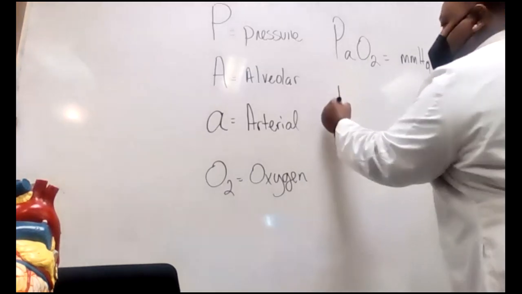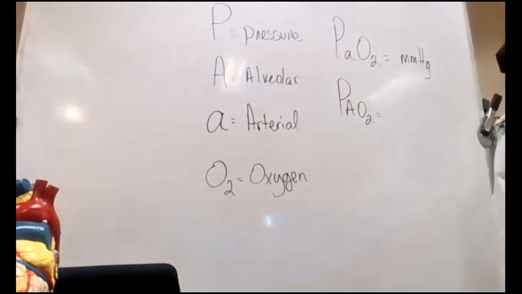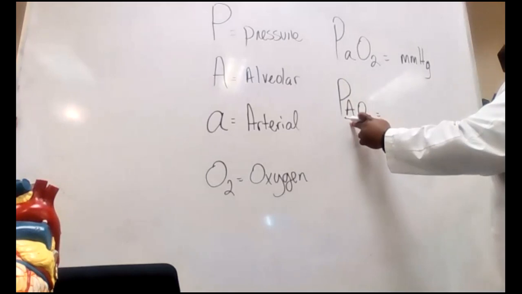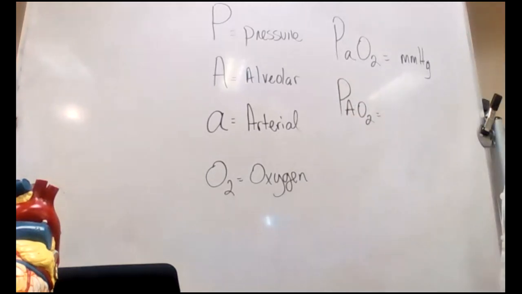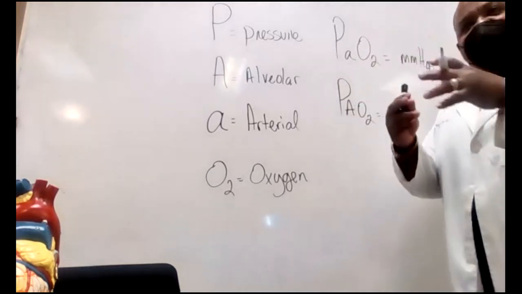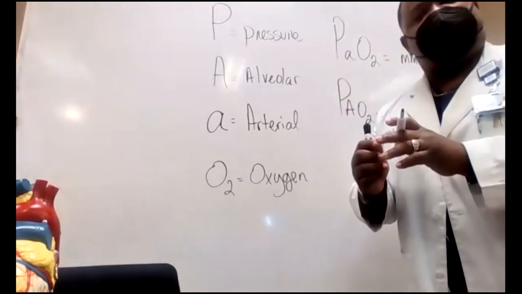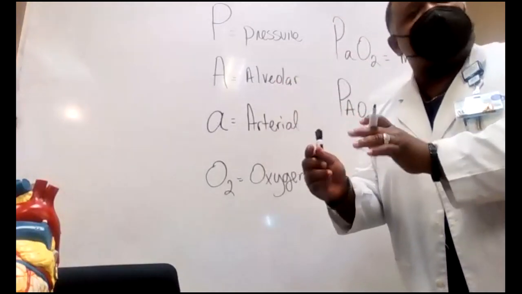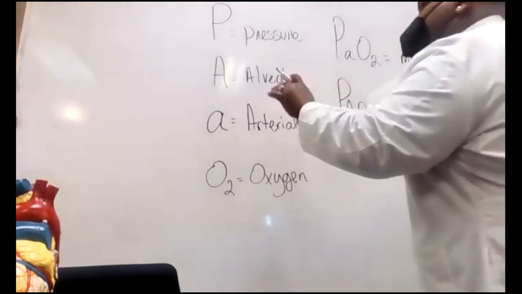What about this one? The P big A O2. What would this be? Pressure of alveolar oxygen. So you're going to find out what the pressure of oxygen is in the alveoli and what the pressure of oxygen is in the artery. They should be about the same, right? They should be about the same if there's no disease process.